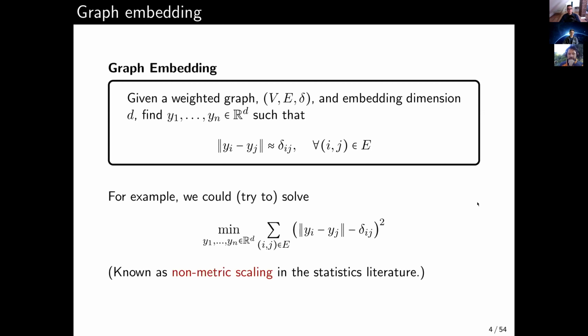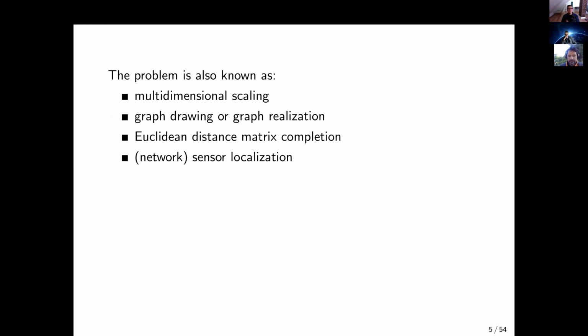Okay, so I'm not assuming you know much about this, so let's go through some basics. For example, the first thing one might want to try is to essentially take the two quantities that we are after, the Euclidean distances and the corresponding weights, and simply put them all together in some loss function. Note that the sum is over the existing edges. In fact, this has been proposed before, and it's sometimes known as nonmetric scaling in the statistics literature. But it's a nasty problem to solve. It's highly non-convex and such. So it's definitely only a starting point, not the end of the story at all.